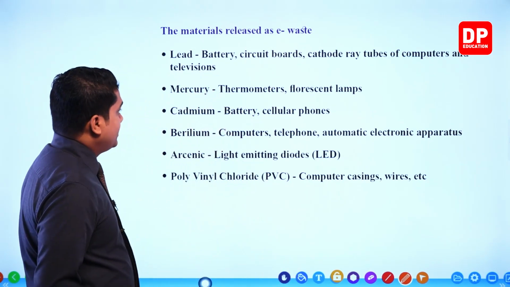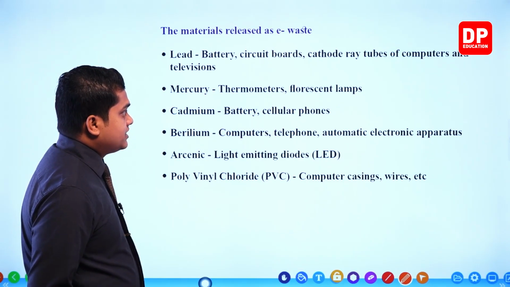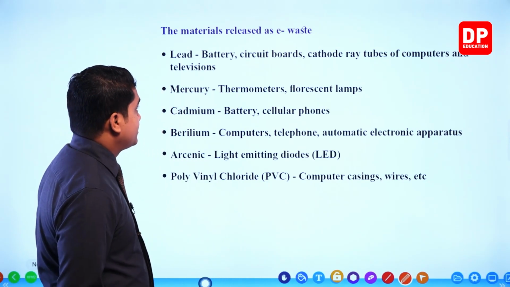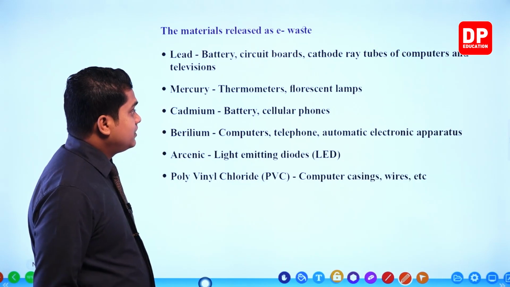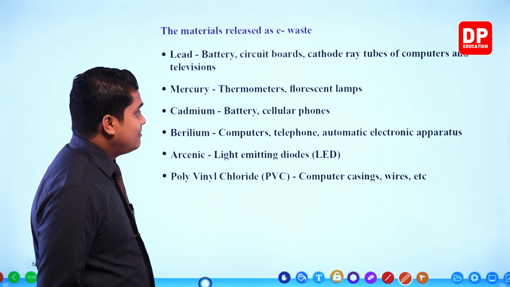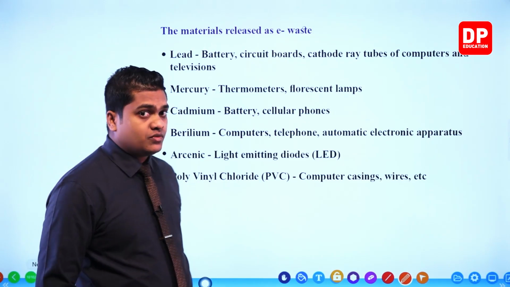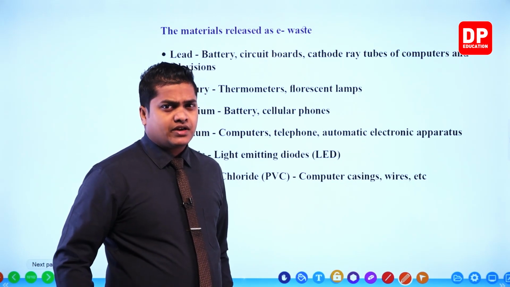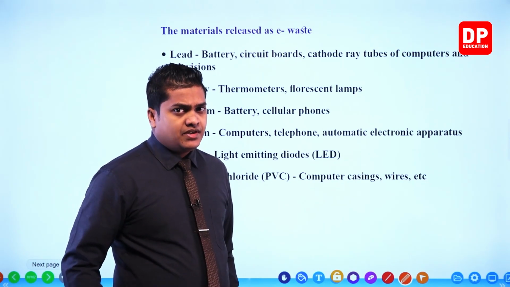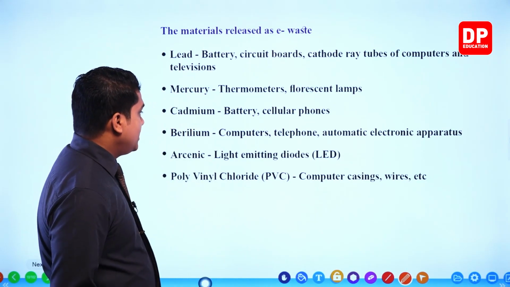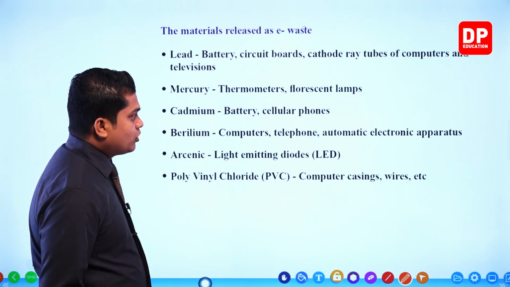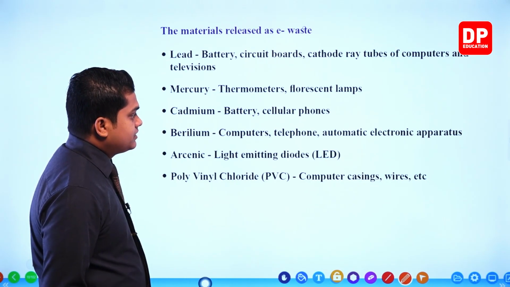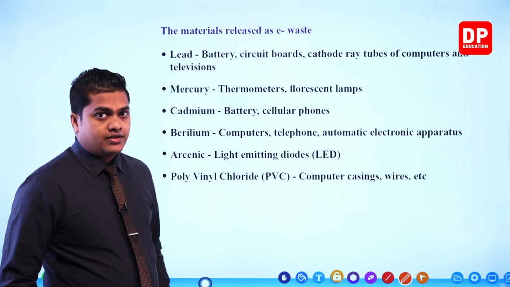Then next one, mercury. Thermometers and fluorescent lamps are going to release mercury to the environment. Then cadmium. Cadmium is being released to the environment especially from batteries and cellular phones. Within the cellular phone batteries, they contain cadmium, and also to create different kinds of electronic substances, cadmium is being used. Next one, beryllium. Beryllium can be added to the environment by computers, telephones, and automatic electronic apparatus.